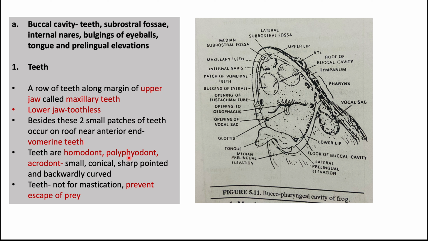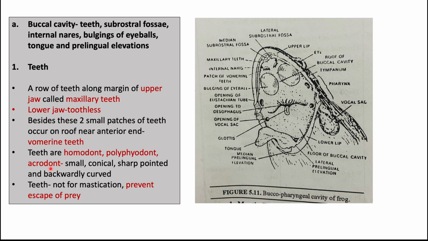Now coming to the polyphyodont. Poly means many. So polyphyodont means they can be replaced again and again. Let's differentiate from human how. We have two sets of teeth, milk teeth and then permanent. Our milk teeth get shed off, and then permanent teeth come. But in case of frog, a set of teeth can be replaced again and again. So such type of teeth are called polyphyodont.